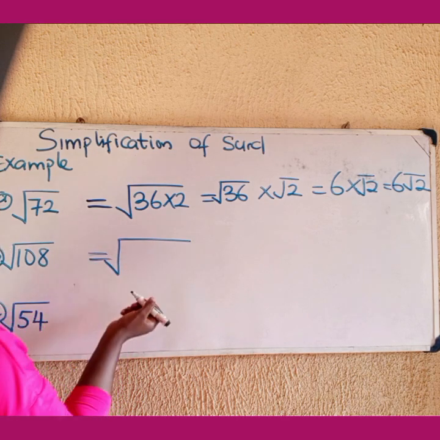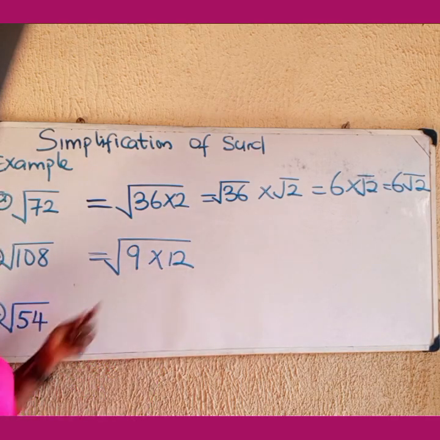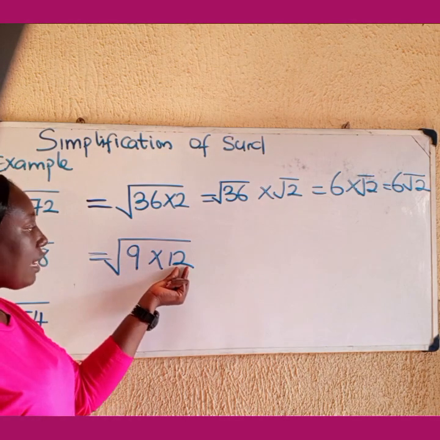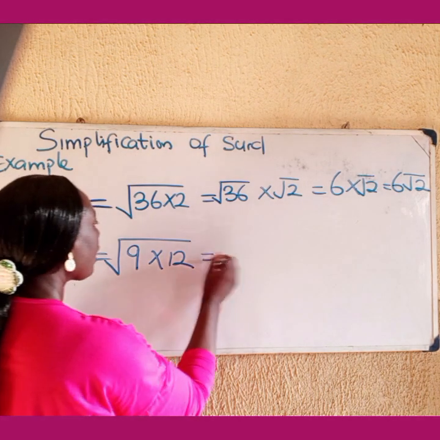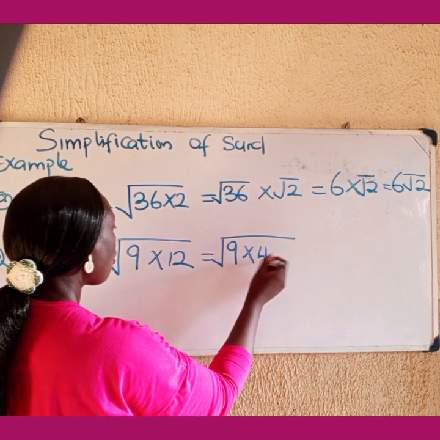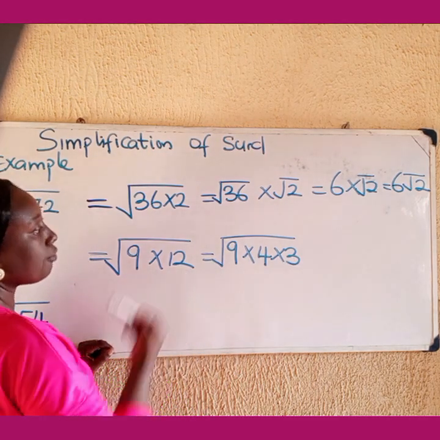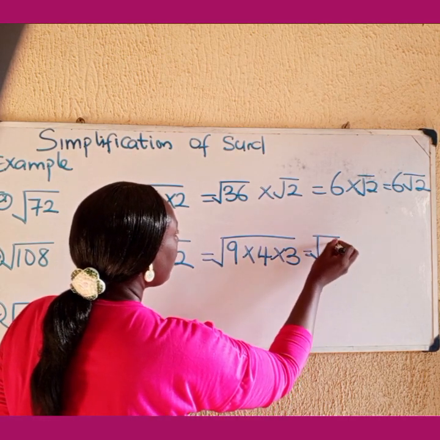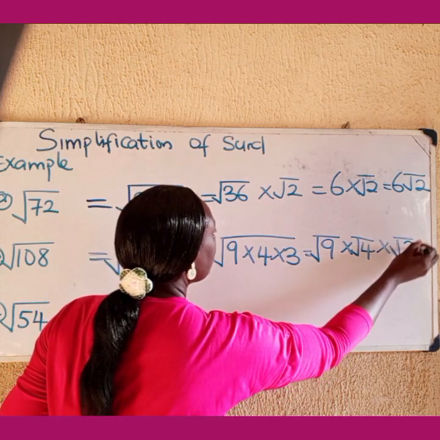And root 108 is the same as root 9 times 12. 9 times 12 will give me 108. In this 12, I can further simplify it. I can further have two factors from this 12. So I can have root 9 times 4 times 3, because 4 times 3 will give me what? 12. So I can further put them in separate square roots, like root 9 times root 4 times root 3.